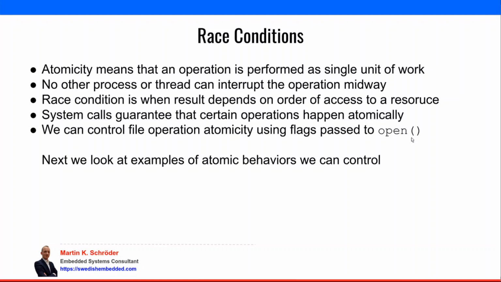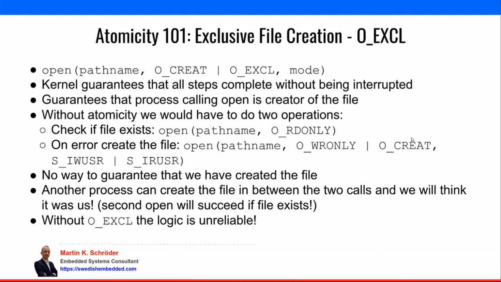Now, system calls guarantee certain operations happen atomically. We can control file operation atomicity with flags passed to open, and we can also control the atomicity by using specific system calls, which are atomic. So let's look at some examples of atomic behavior which we can achieve with flags that we pass to open. Atomicity 101: exclusive file creation.